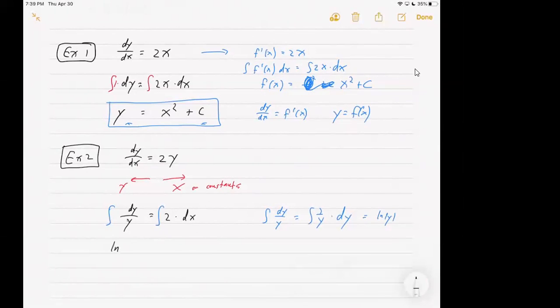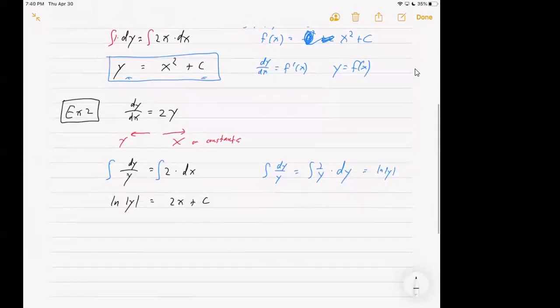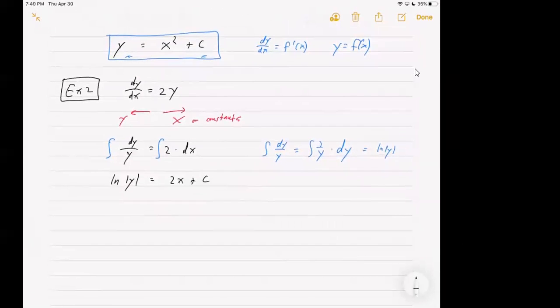becomes ln of the absolute value of y, right? The right-hand side will become 2x plus c. When you integrate 2 with respect to x, you get 2x. If you take the derivative of the right-hand side, you get back to 2. You take the derivative of the left-hand side, you get back to 1 over y.